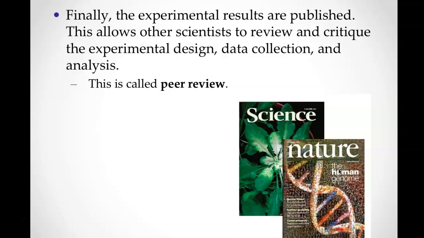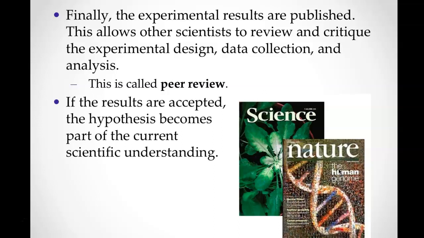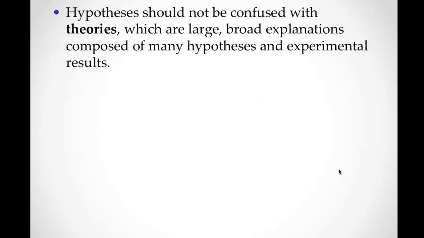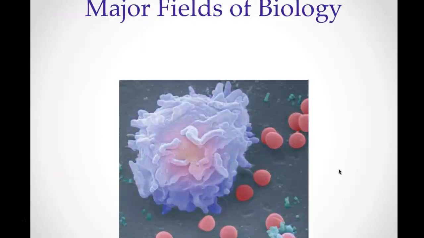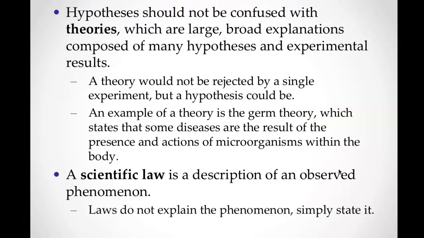You'll have some studies that come out that haven't been peer-reviewed yet, and people will be like, wait a second, we can't take that at its word until it's peer-reviewed. So peer-reviewed studies that have been published in a legit journal are the ones that you can really take the results seriously. And if the results are accepted by the peers, then the hypothesis becomes a working part of the scientific community's understanding.